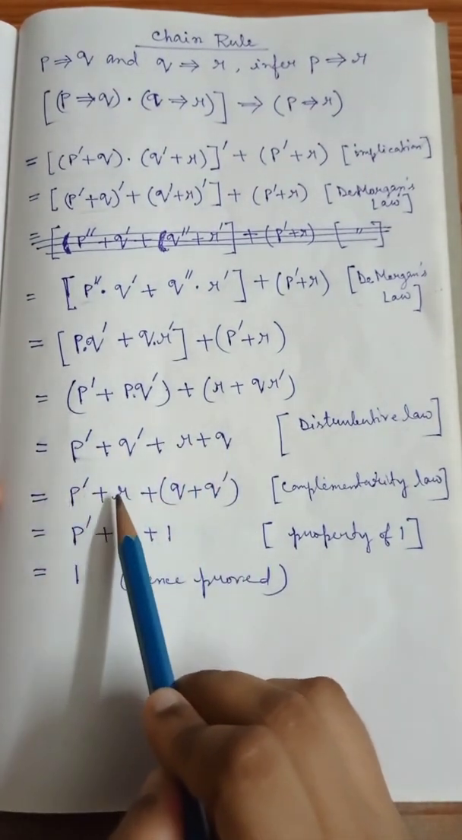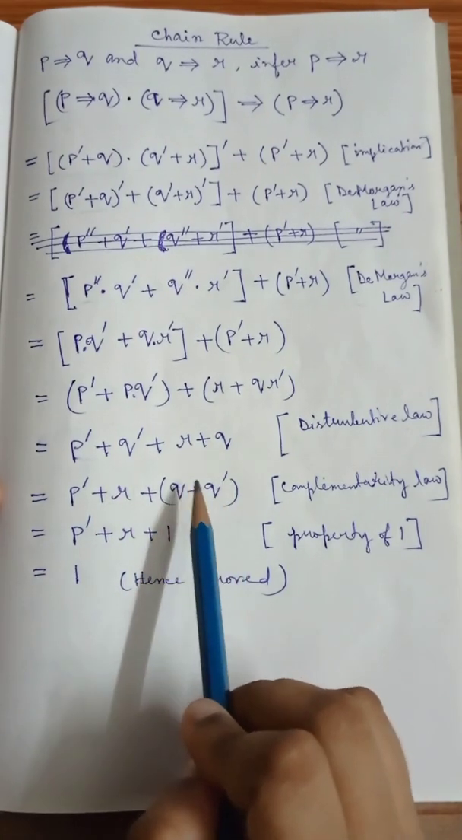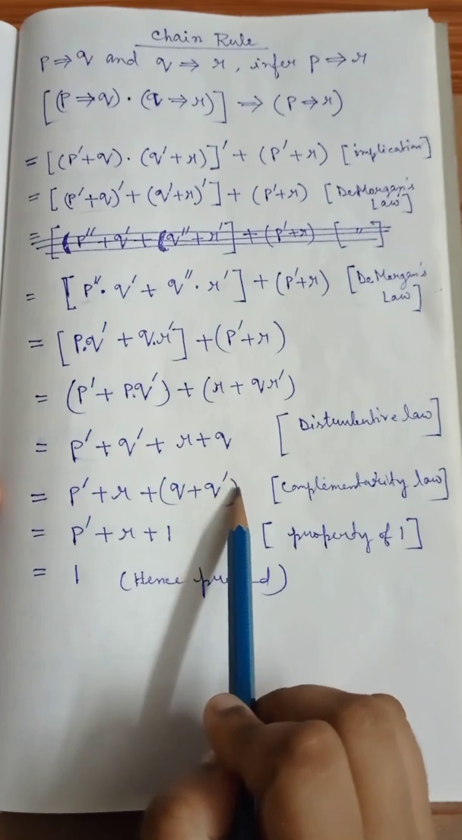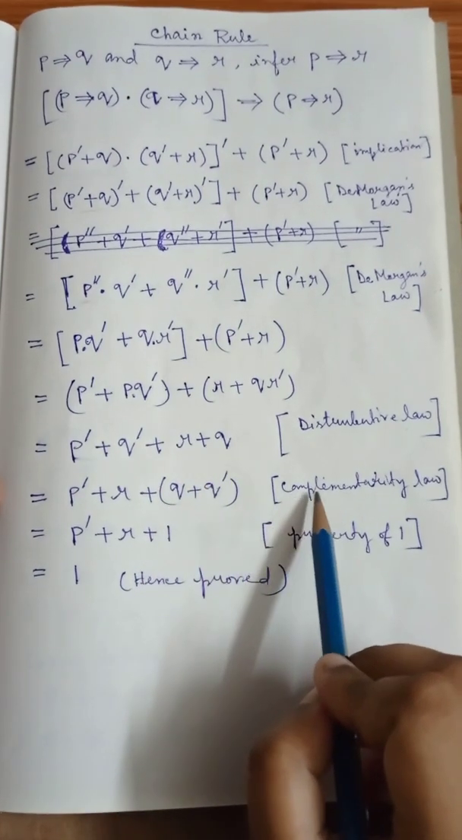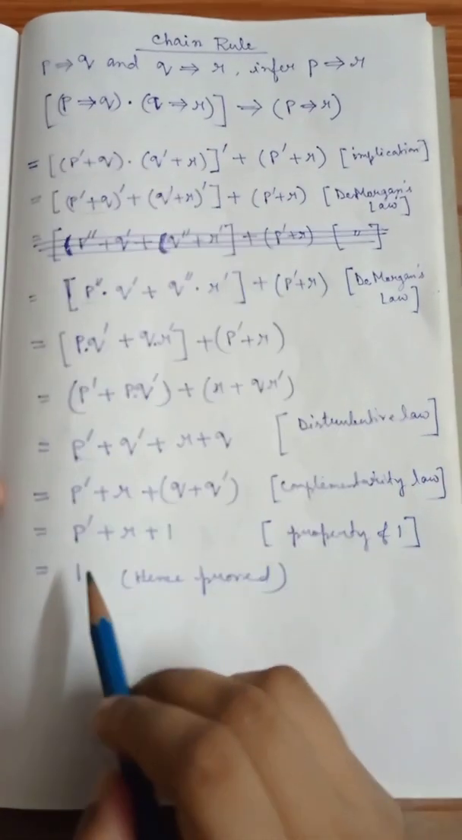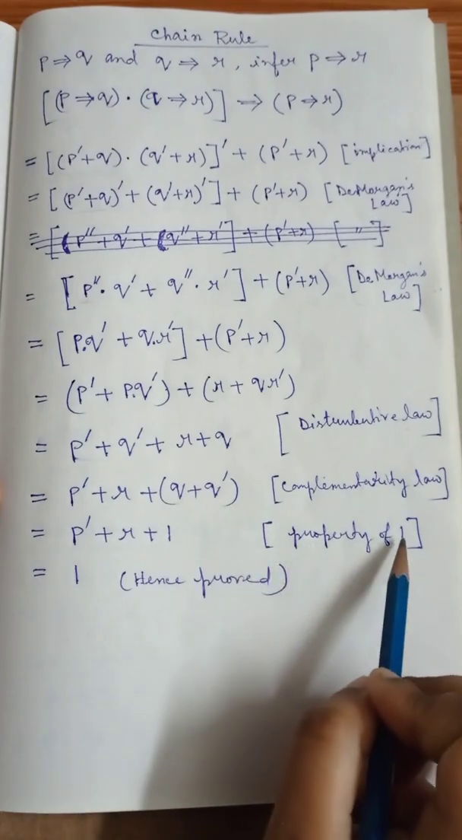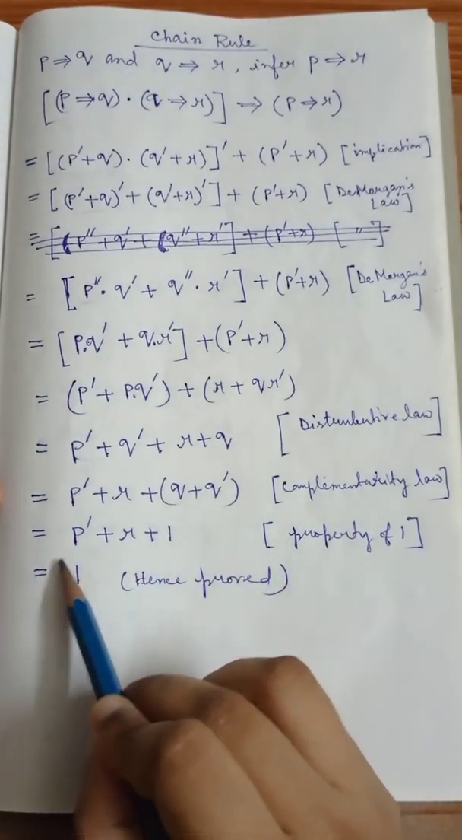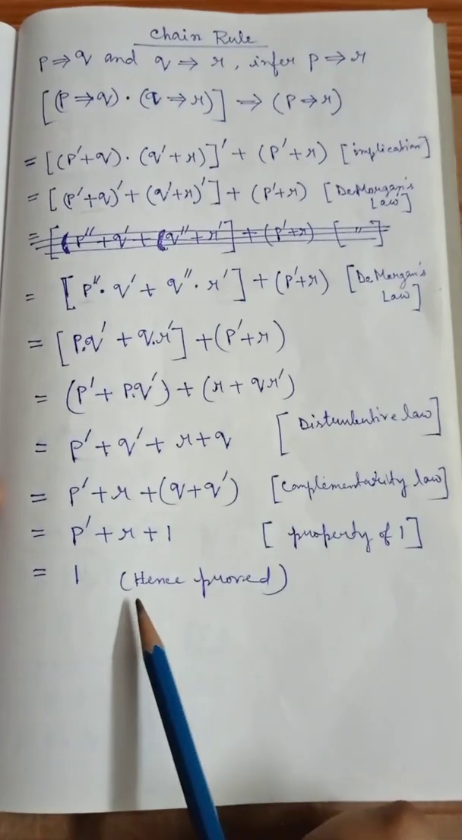Now we rearrange this expression. P complement plus R plus Q complement. Here Q plus Q complement produces 1 because of complementarity law, and after that we use property of 1 which produces 1. So this expression produces 1, so it is proved.